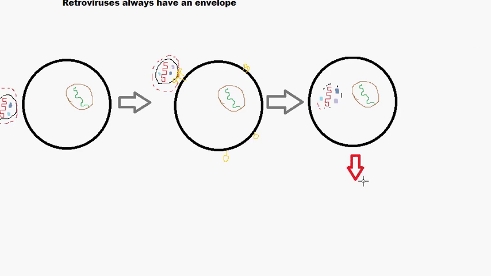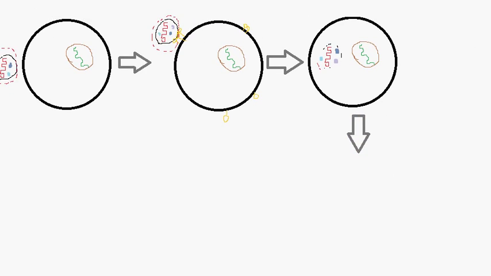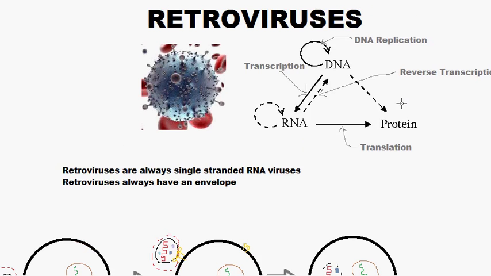Alright, so here's our arrow, and now we will start to dive into the process of the replication of retroviruses. So pay attention. Okay, so here's our cell, and now we have the single stranded RNA of the retrovirus. What will this reverse transcriptase enzyme do? The transcriptase protein will reverse transcribe the RNA into DNA.